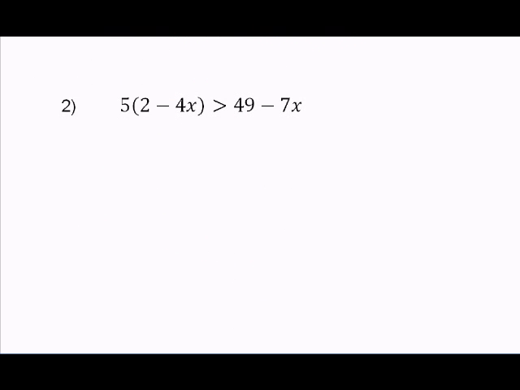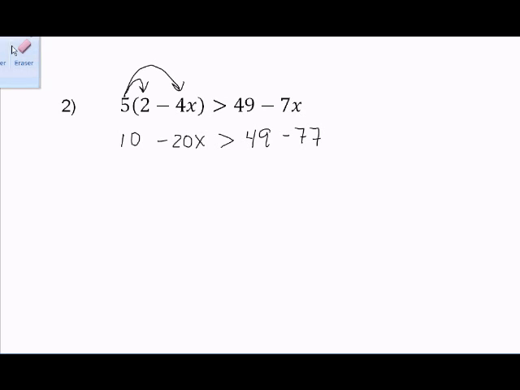Step 1, clear fractions. There are no fractions. Step 2, distribute. So we're going to distribute. 5 times 2 is 10. 5 times a negative 4x is a negative 20x. Then we have a greater than 49 minus 7x. Next, we want to combine like terms on each side. 10 minus 20x cannot combine. You can only add or subtract x's with x's and numbers with numbers. One's a number, the other one's a number and an x.